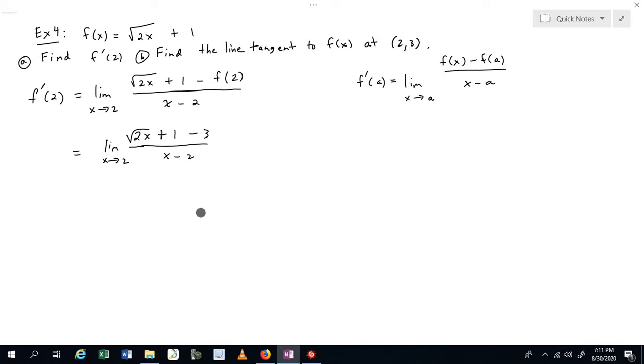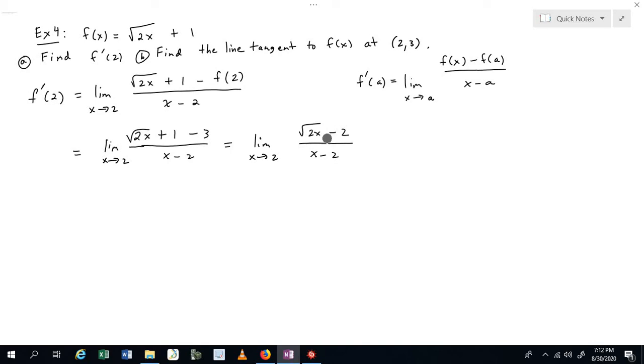Now let's just simplify this. This is the square root of 2x minus 2, all over x minus 2. One way we can evaluate this limit is to try direct substitution, but notice when you directly substitute 2 in for x, you get 0 over 0, so this is indeterminate. And so we need to do something to make it determinable.